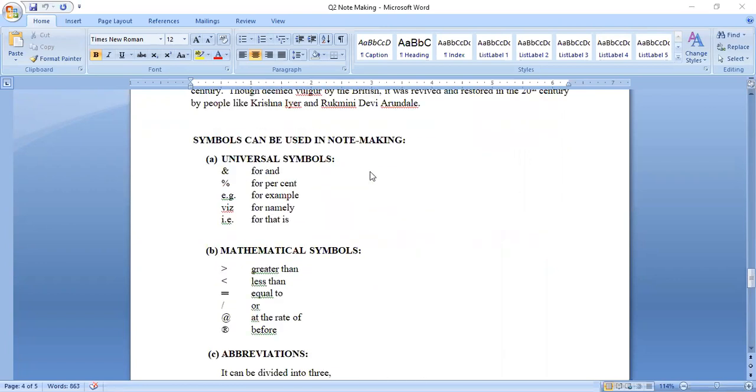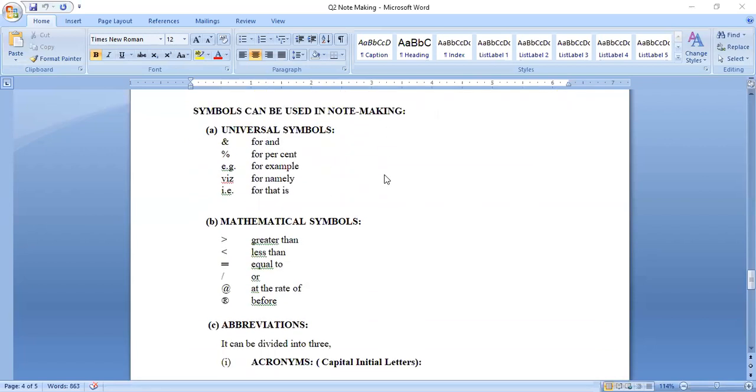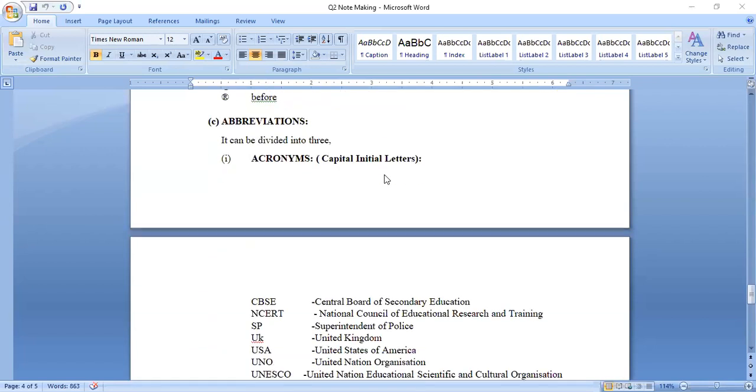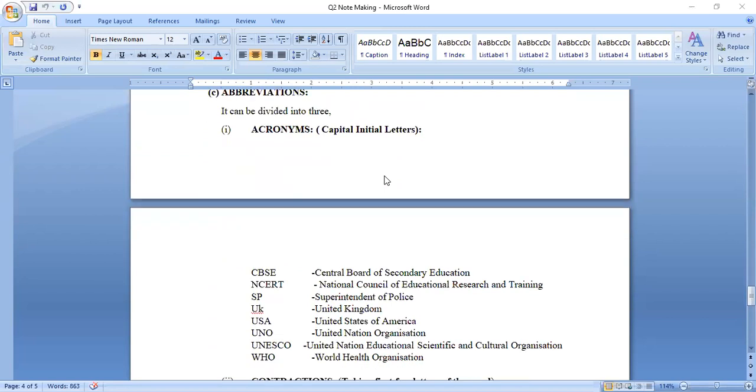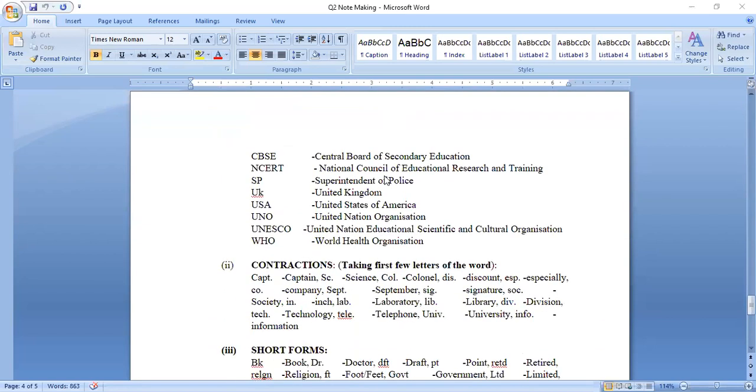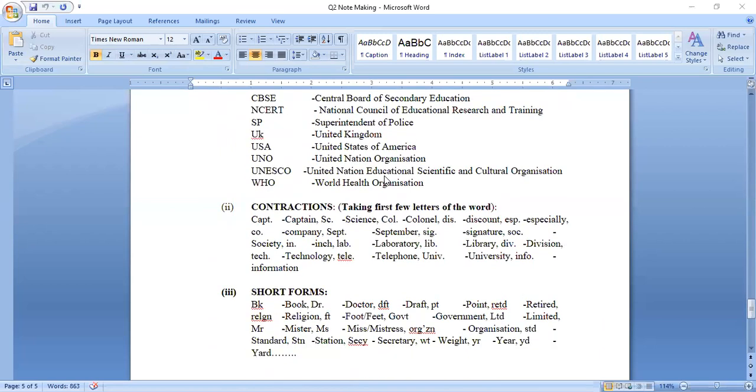So symbols can be used in note making: first one universal symbol, mathematical symbol, and abbreviations. Abbreviations can be divided into three. We are taking acronyms, first, capital initial letters. Then contraction, which means short forms. Short forms we are preparing. You can also prepare, no restrictions. But you have to use a full stop.